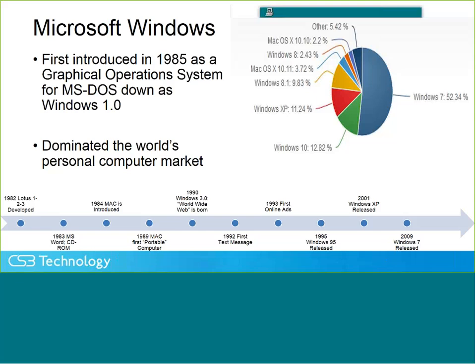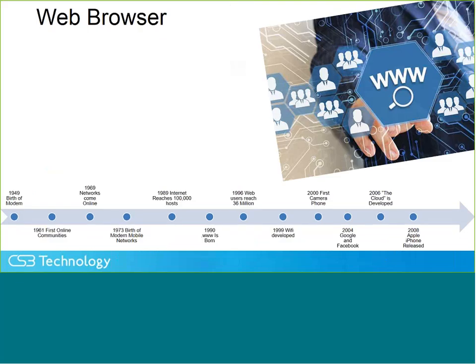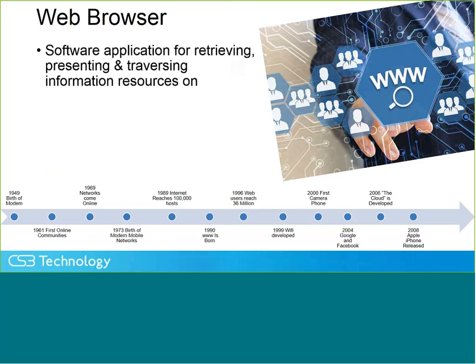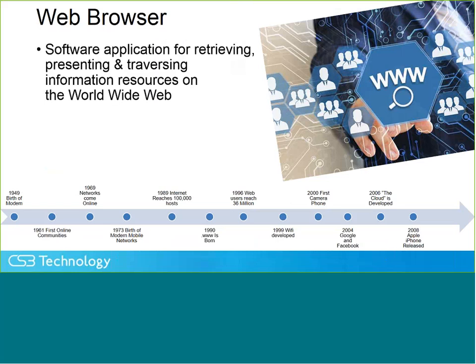Windows 7 was released in 2009, and then we move forward, of course, to our current technology, which is the web browser. The web browser is just a software application for retrieving, presenting, and traversing information on the World Wide Web. You see down at the bottom, the birth of the modem was in 1949, which I had no idea it was that far back. Then it took 20 years from there, to 1969, for networks to actually come online.